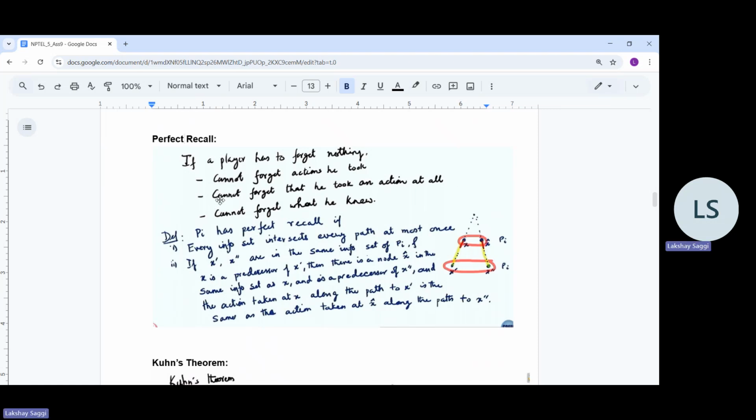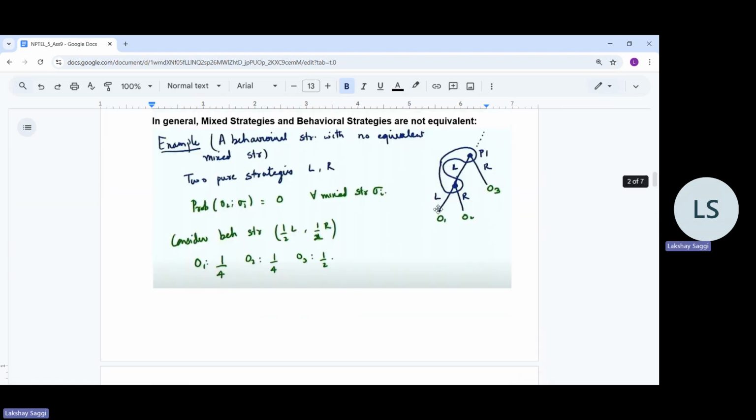If a player forgets that he took an action at all, what this actually means is two nodes which are at different levels of the game tree for that player. Here you can see that for player one, these two nodes were at different levels of the game tree, but they were in the same information set. And that's why player one forgot whether he took an action at all. So essentially, these nodes had an ancestor-descendant kind of relationship.